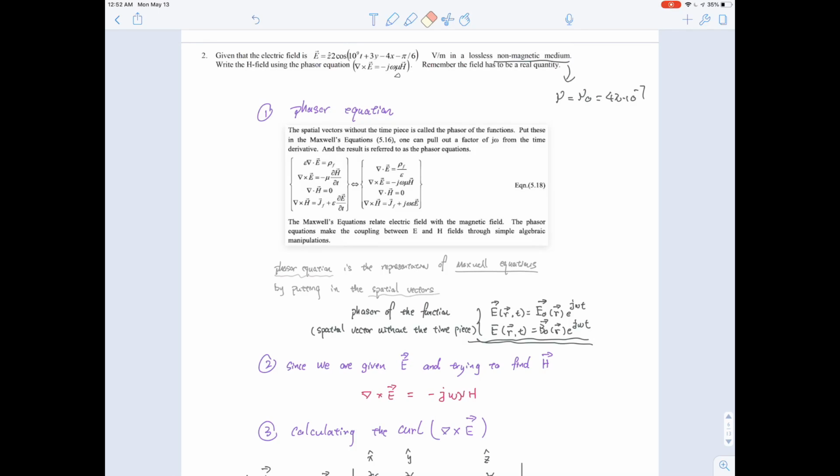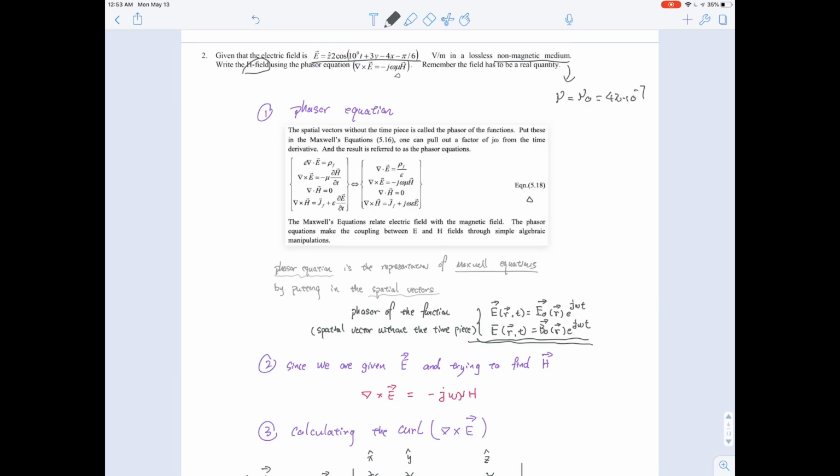Hello, for this problem, we're given an electric field, and we're trying to use the Phasor equation to find out what the value of each field is. We will get started by looking at the Phasor equations. The Phasor equation is defined in the book as equation 5.18.